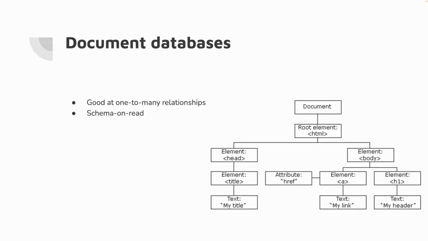Another data model is document databases. In such a database, each document has its elements and it can spread as a tree. This database is good at one-to-many relationships. It means one document and many elements can relate to it. Such a database uses schema on read. It means that when you write the data, you don't need to define the schema ahead. And when you read it, you must understand what data is stored in the documents.